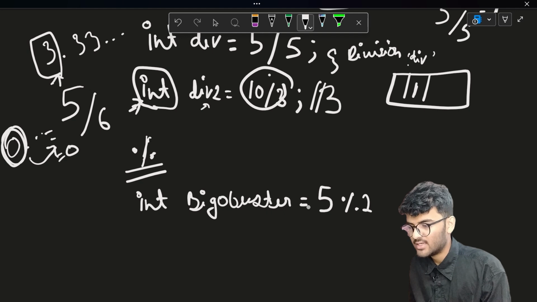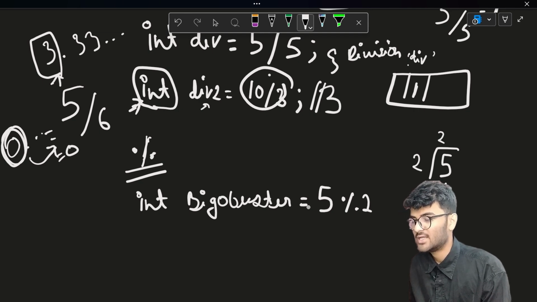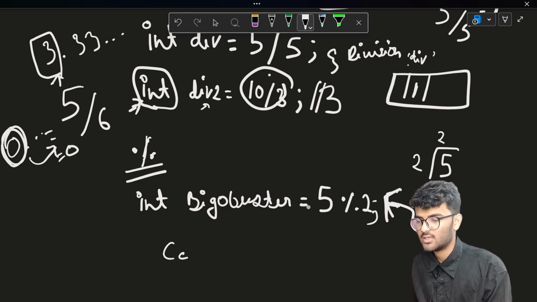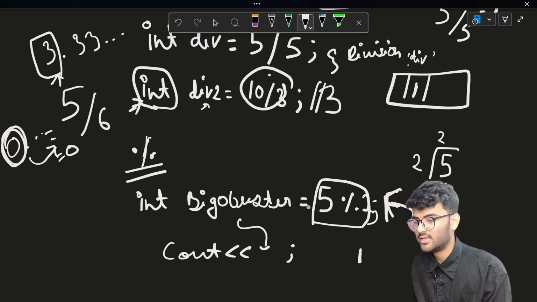जब हम लोग डिवाइड करेंगे, let's say हम लोग 5 को 2 से डिवाइड करते हैं, right? So 2 times that is 4, then this is the remainder, and that will be the answer of this. If we print cout bigger, then it will give 1. So the modulo operator gives the remainder of the two numbers.